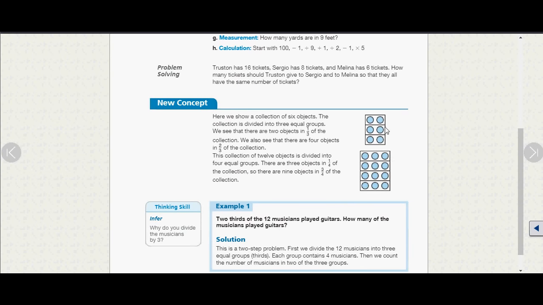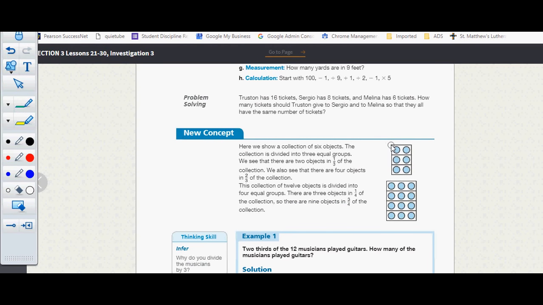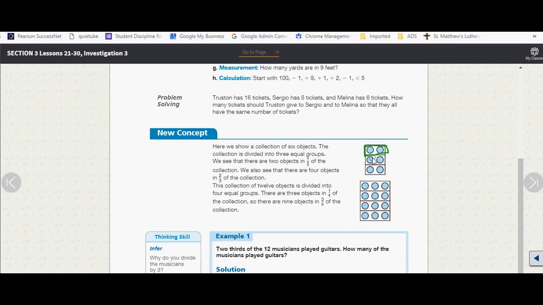Here's a collection of 6 blue circles, right? Now, they drew lines between each pair to show how many total rectangles here. I see 3 rectangles. Let me show you what I'm talking about. Here's a rectangle right here. Okay, and there's 3 of those. So we had 6 circles, and now it's in thirds because there's 3 total groups. All right, we see how many are in each third. There's a pair in each third, so 2 in each third, which means how many are in 2/3?